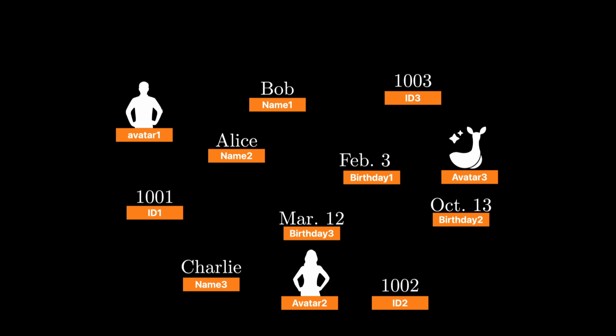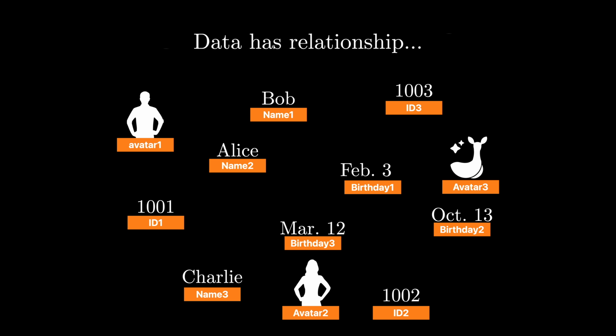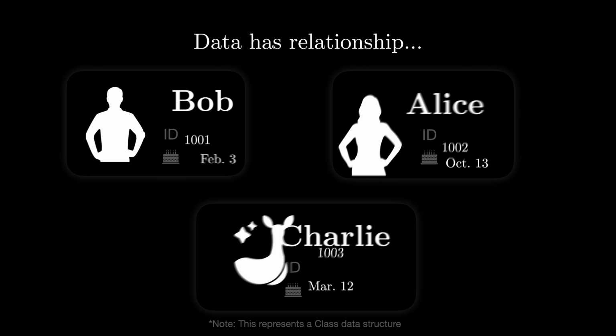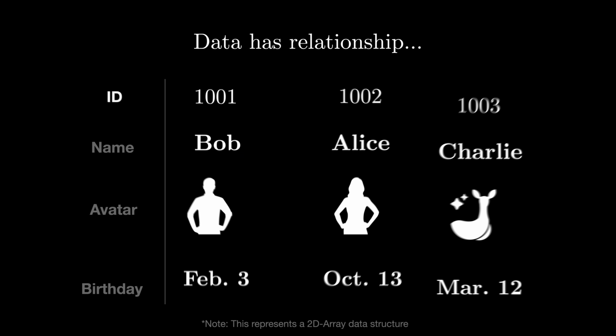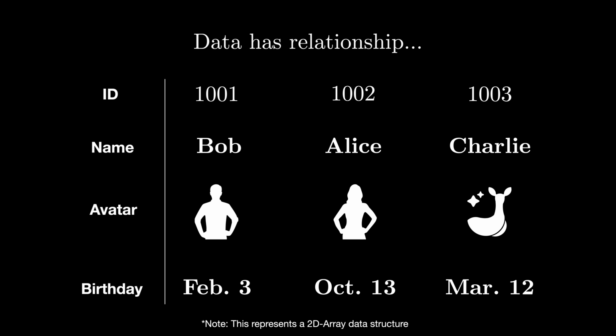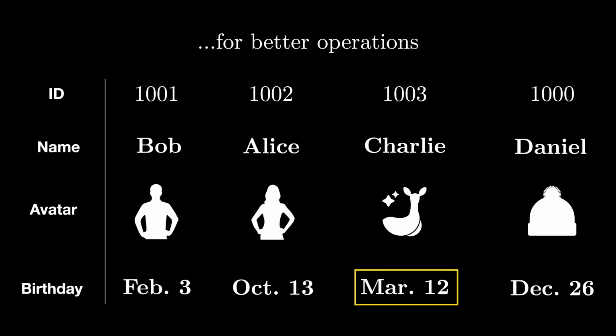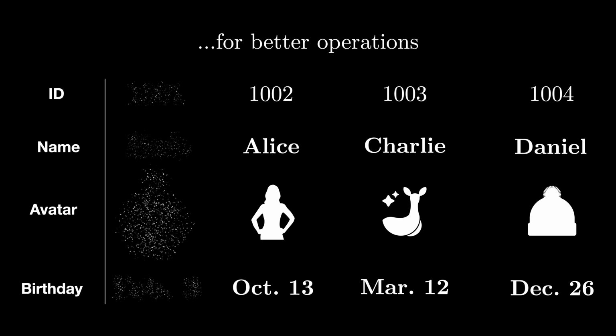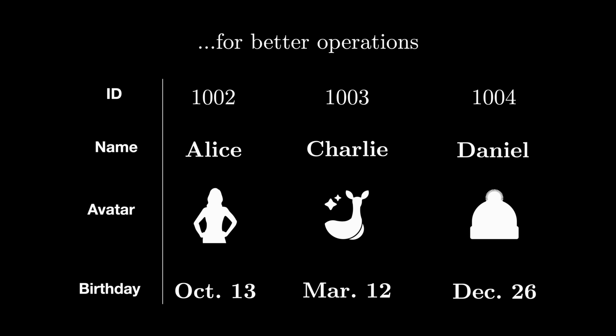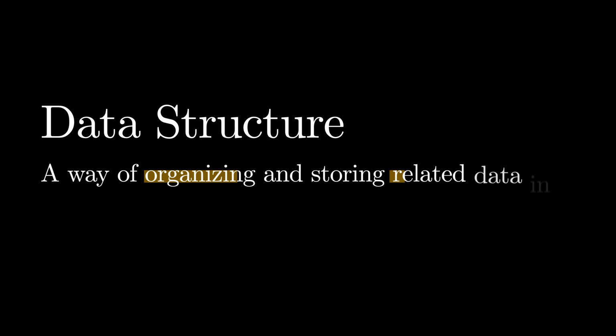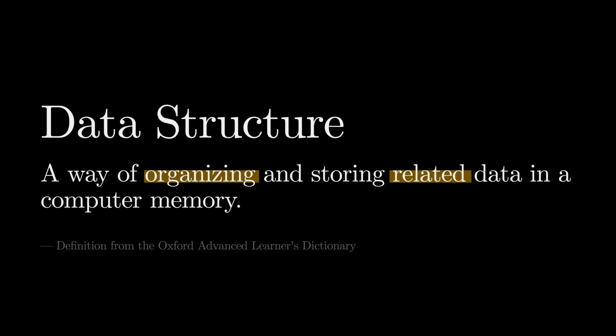The good news is, data has relationships. For example, different data might be in the same group or be similar to each other. We organize data based on these relationships, doing operations like creating new entries, reading data, updating information, or deleting old items is much easier. Just like this, a way to organize and store related data is called a data structure. We structure data in different ways to highlight their relationships so we can perform operations efficiently.